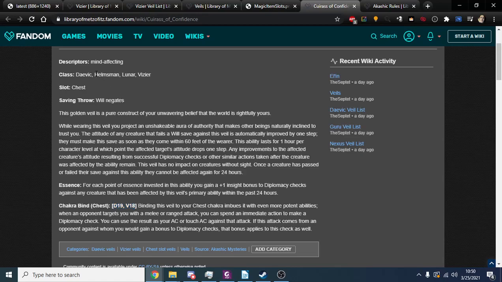And you might notice that Helmsman and Lunar also get this veil, but they do not have access to this bind. That's because Helmsman and Lunar don't get the chest slot. So, not every class that has a veil on its list is going to have the chest bind, or the bind in general, in order to bind it to their body and gain access to these higher level abilities.